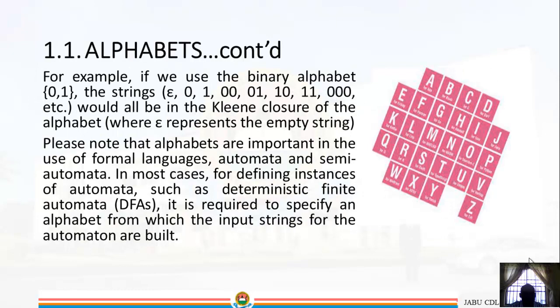Now, for example, if we use the binary alphabet 0, 1, the strings generated by the alphabet: the empty string, 0, 1, 00, 01, 10, 11, 000, and so on, will all be in the Kleene closure of the alphabet, where epsilon represents the empty string, which is actually part of the closure.